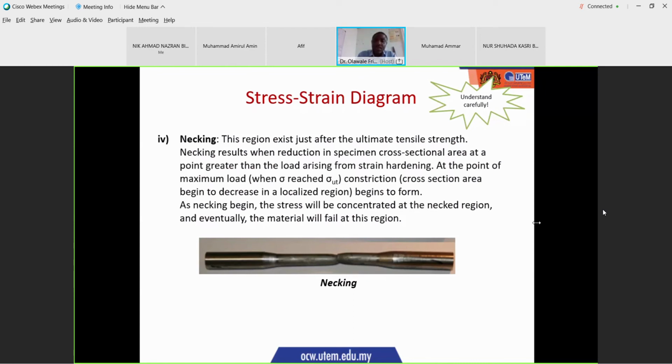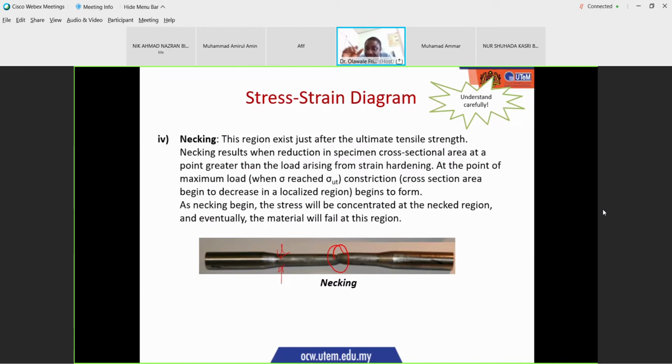So if you look at this example here, you will discover that this region is smaller as compared to here. So here necking begins. So this region exists just after your UTS. Necking results when there is a reduction in the cross-section area at the point greater than the load arising from the strain hardening. And at that point of the maximum load, where you have your necking, there will be a decrease in the area in that region.